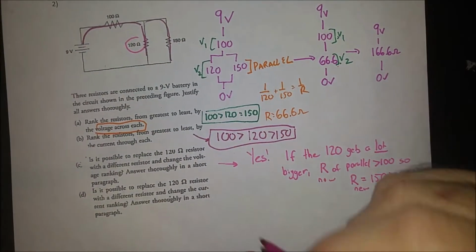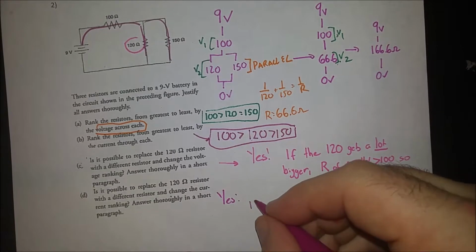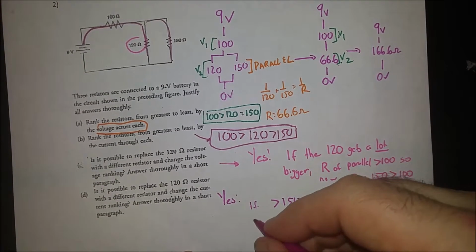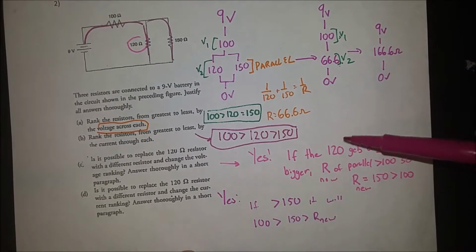And finally, is it possible to replace the 120 so it's a different ranking for current? Yeah. All I got to do is just make more current go through the 150, which means that the resistance of the 120 has got to be now more than 150. If the 120 gets replaced with more than 150, it'll have the least amount of flow.